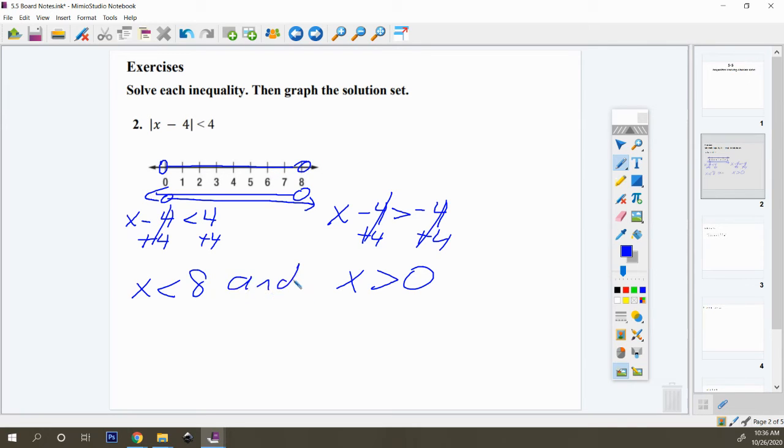So, and. But we don't have to do that because we saw that at the beginning it was less than, so I knew it was going to be an and. So I can just put them down, put an and, I don't have to worry about graphing them.